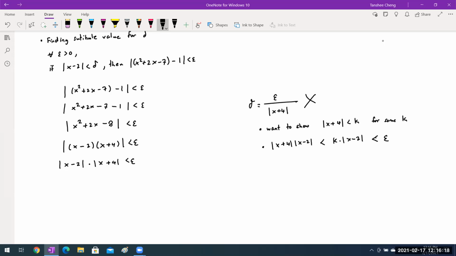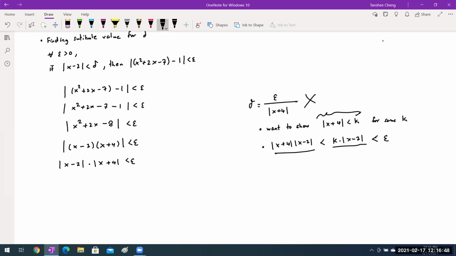So from this point, once we have that k, we can say that the expression on the left-hand side that we have a problem with right now, the absolute value of x plus 4 times the absolute value of x minus 2, we can use that to show that this product is smaller than k times the absolute value of x minus 2, because you already found k as an upper bound for this.